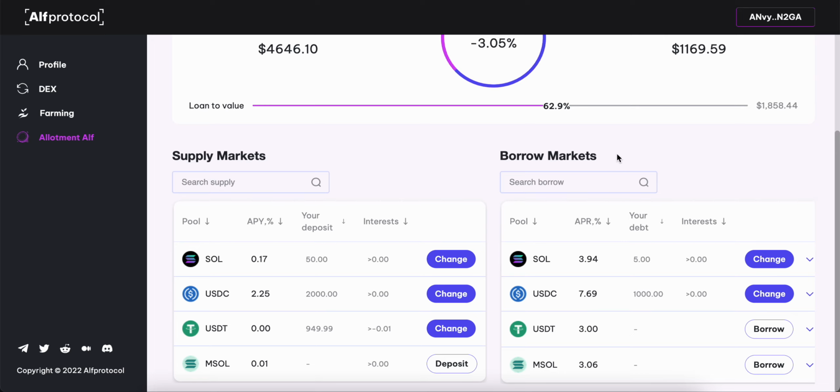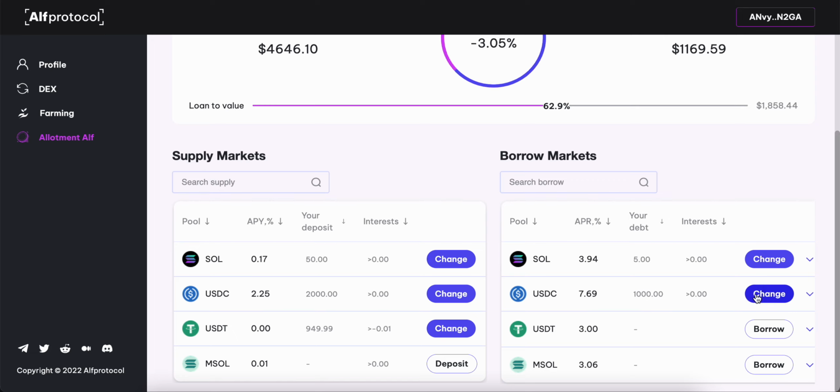Then you have the borrow markets, which are the same pools, but for borrowing. So you are seeing the APR, and this is how much interest you are paying to borrow some capital. Next to here, you will see your debt, which is how much you borrowed. In this case, we have a borrow position of 5 Solana and 1,000 USDC in borrowed capital as well.